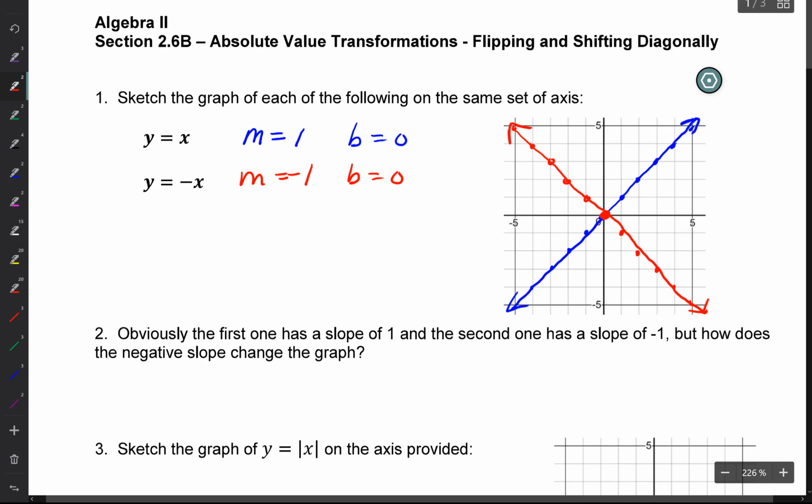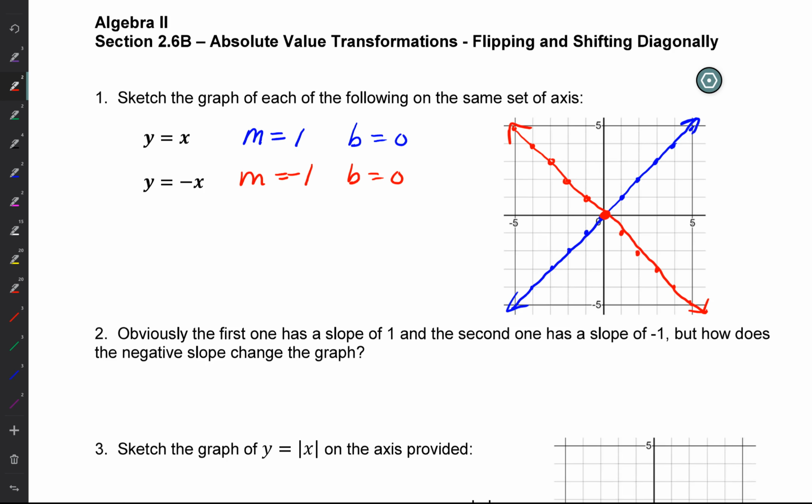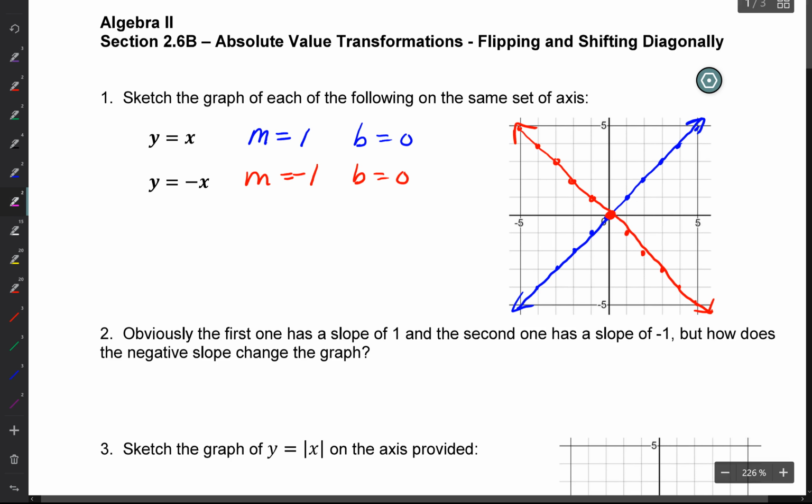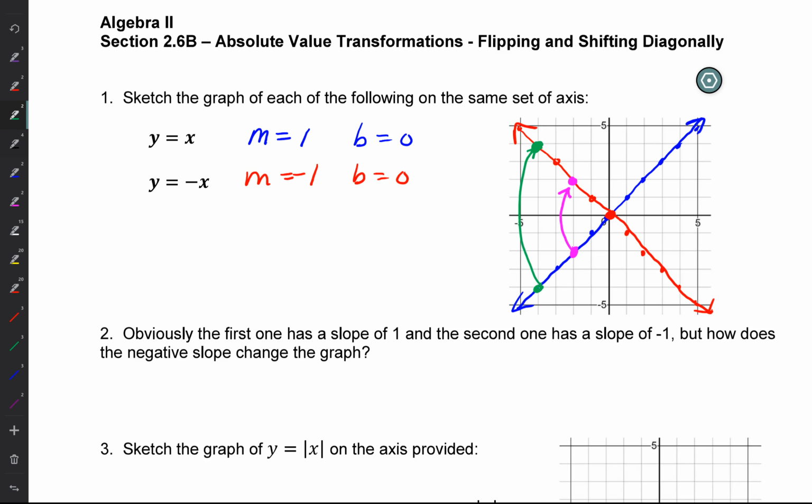And so we just kind of understand the fact that these two functions, the outputs have been flipped. And what I mean by that is any output on the blue line that is negative has been flipped up to the positive here. So this magenta point goes up to that point. This green point down here is going to come up to this point. And so it's really a flip over the x-axis when we multiply the output by a negative.